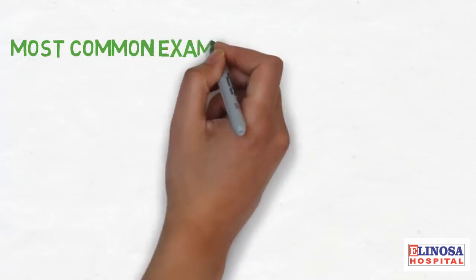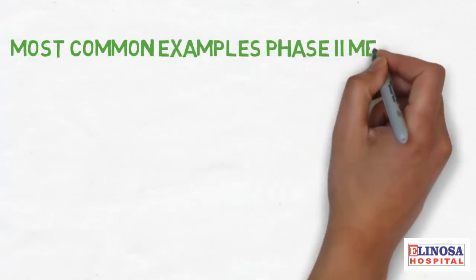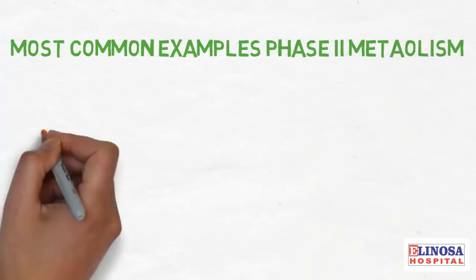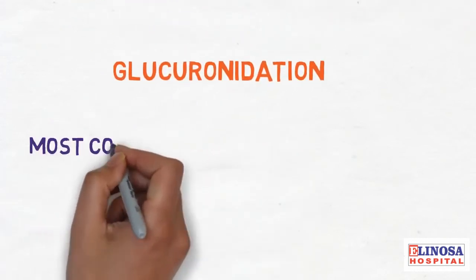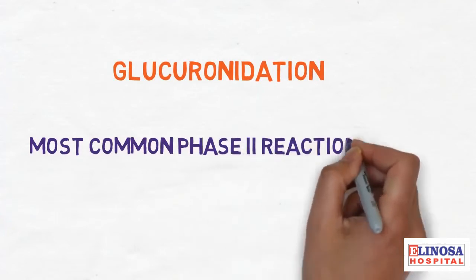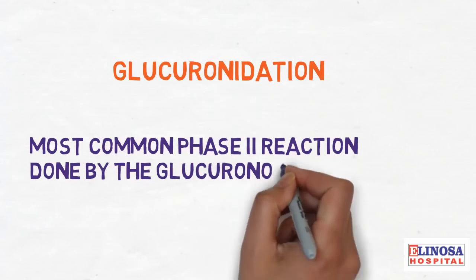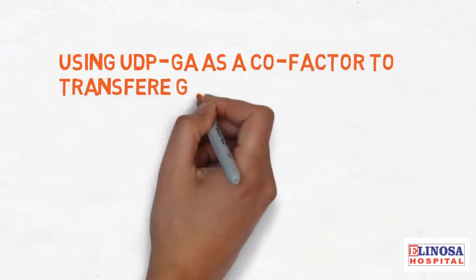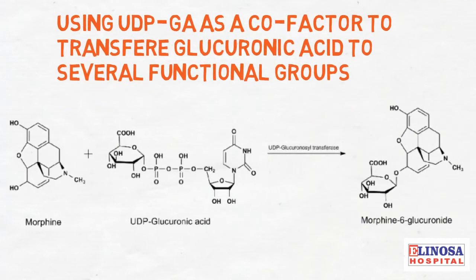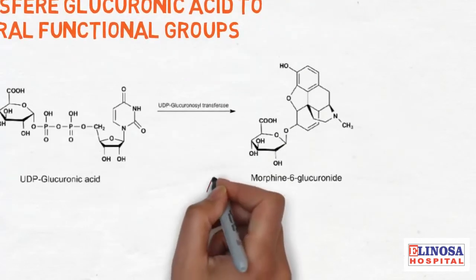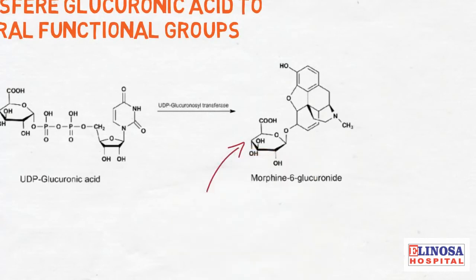There are a lot of examples of phase 2 metabolism reactions, of which we will mention the most common. First example would be glucuronidation. Glucuronidation is the most common phase 2 reaction. Glucuronyl transferase is the enzyme that uses UDPGA as a cofactor to transfer glucuronic acid to several functional groups, like hydroxyl, carboxylic acid, and hydroxylamines. The glucuronic acid adds a significant amount of hydrophilicity to the molecule, facilitating its excretion process.